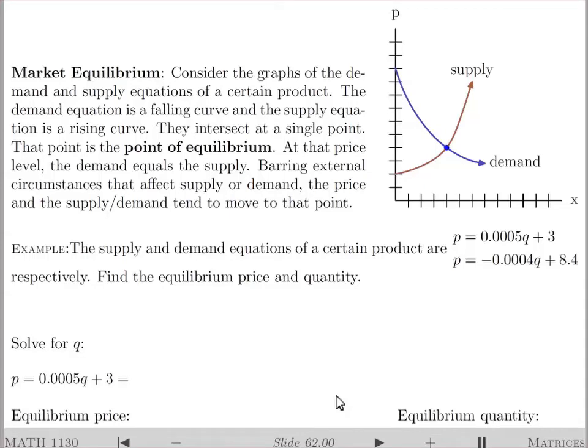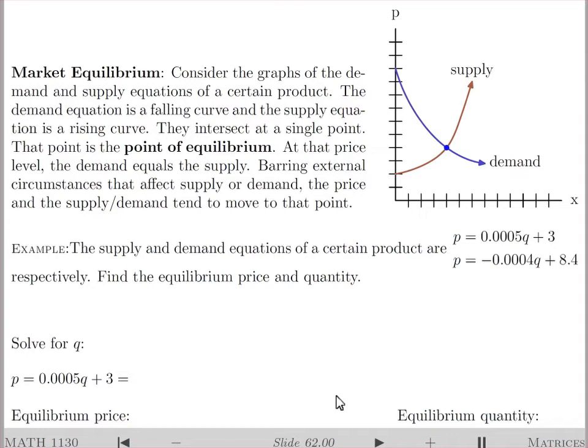Welcome. In this session, I'm going to give a short overview of the concept of market equilibrium. Consider a single product. Then we can talk about the demand and supply equations, supply curves, functions, whatever you want to call it.